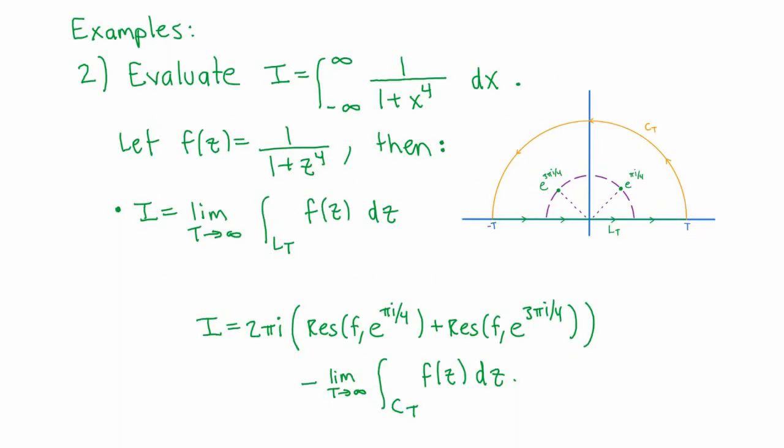Just to remind you, the formula that we had a second ago was that the integral I that we want to compute is 2 pi i times the sum of the enclosed residues minus the limit as t goes to infinity of the integral around ct of f of z. We've now shown that this limit is equal to 0, so the integral is just 2 pi i times the sum of the enclosed residues. So the last step that we need to do now is to compute these residues.